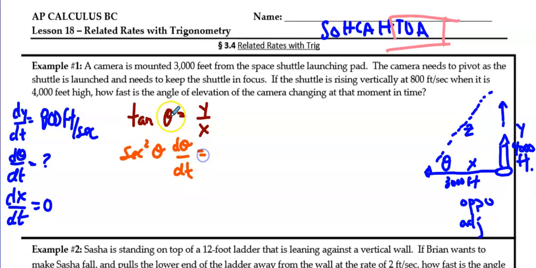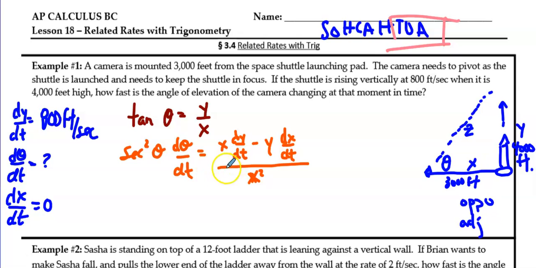Because remember, we always have to take the derivative of our theta, and that's where we're going to get this unknown. And then we're going to take the derivative of this implicitly. So we do our denominator times the derivative of our numerator, so dy over dt, minus our numerator times the derivative of our denominator, which is dx over dt, all over x squared. Okay, all over our denominator squared.